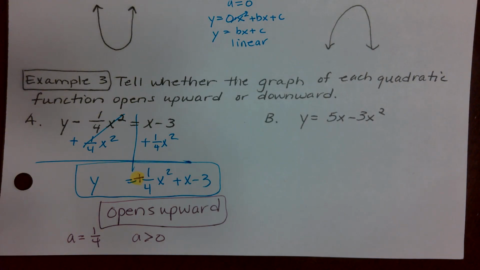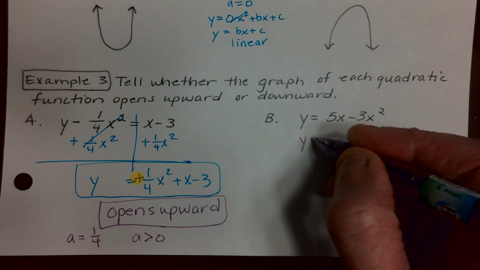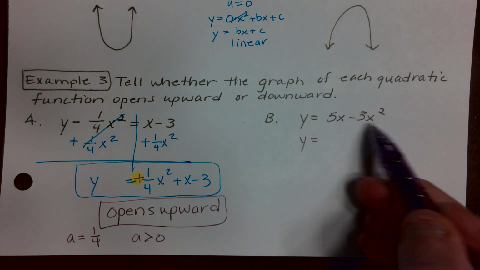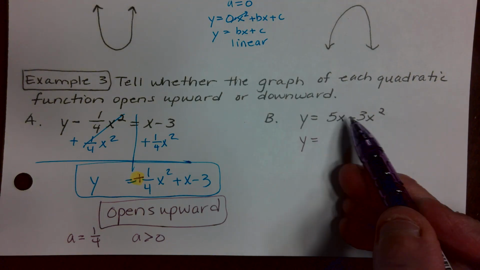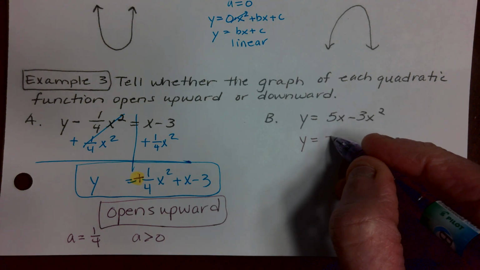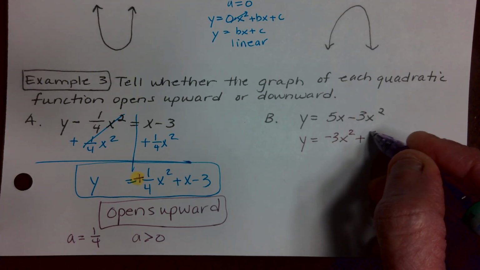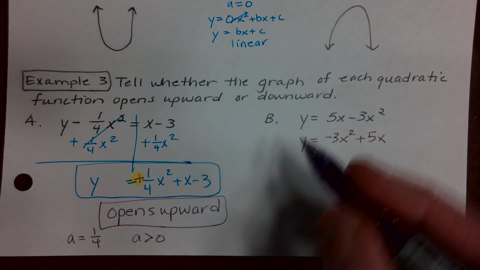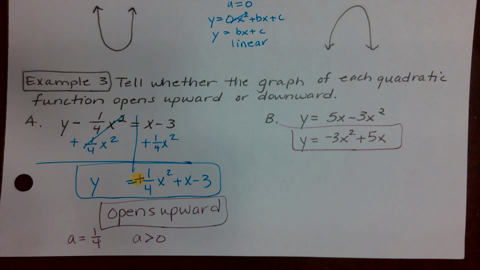How about this one? Well, first of all, let's write it in the proper form. So I'm going to rewrite these terms. They're on the same side, so I'm not moving them. I'm just rewriting them. So I'm going to put the -3x squared first, and then the 5x. So I get it in the right form, and now go ahead and evaluate.